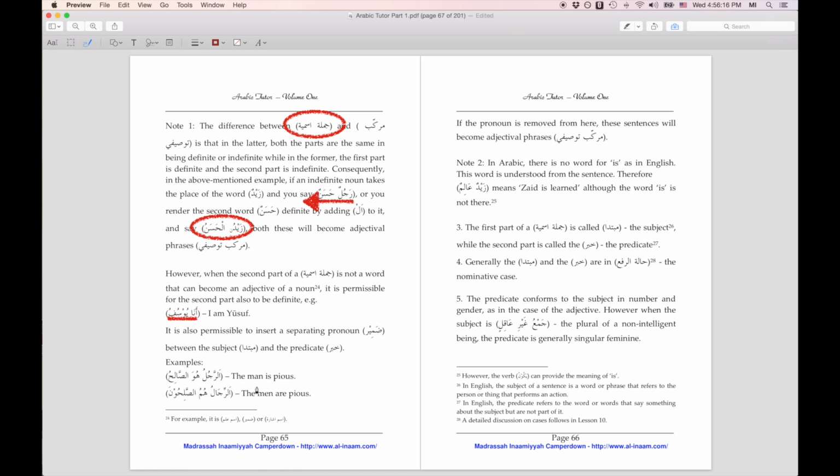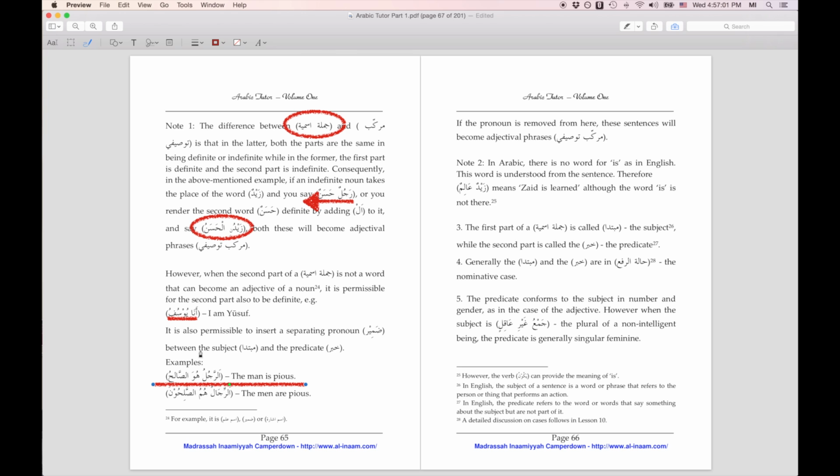Okay, examples. Ar-rajulu huwa as-salihu, the man is pious. If you just said ar-rajulu as-salihu, it would mean the pious man. The pious man, it's not a complete sentence. But if you say ar-rajulu huwa as-salihu, the man is pious. The man, huwa, basically the man, he is pious.